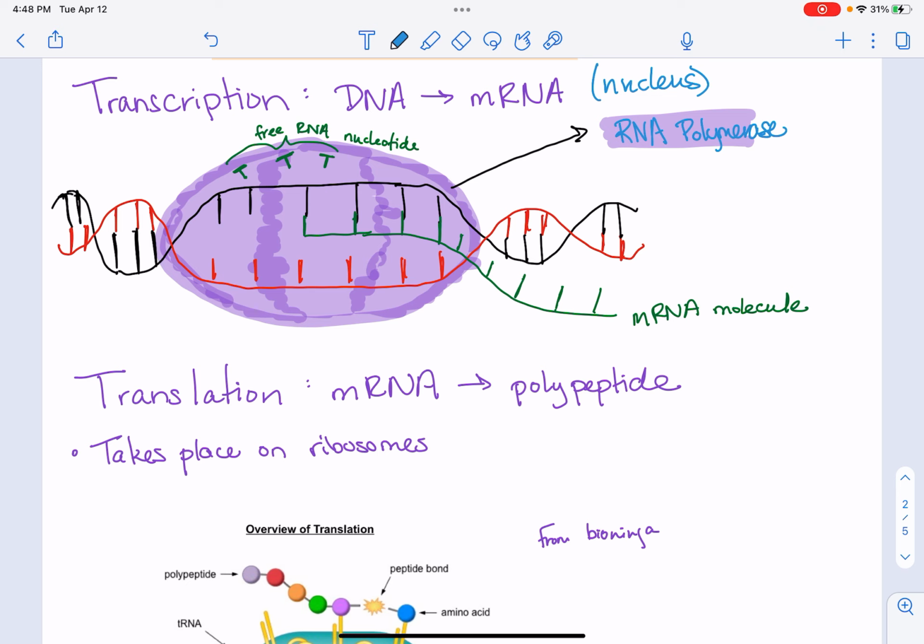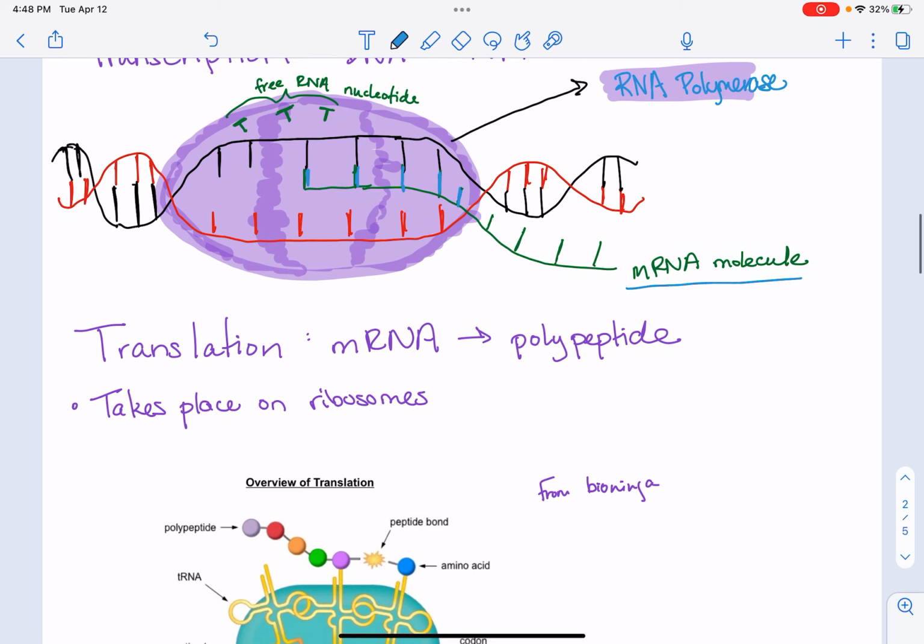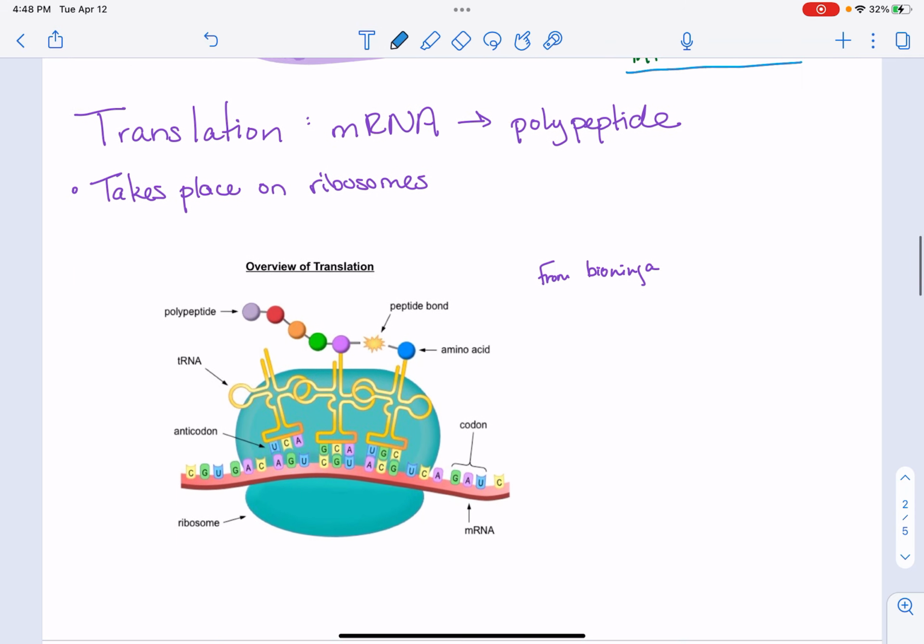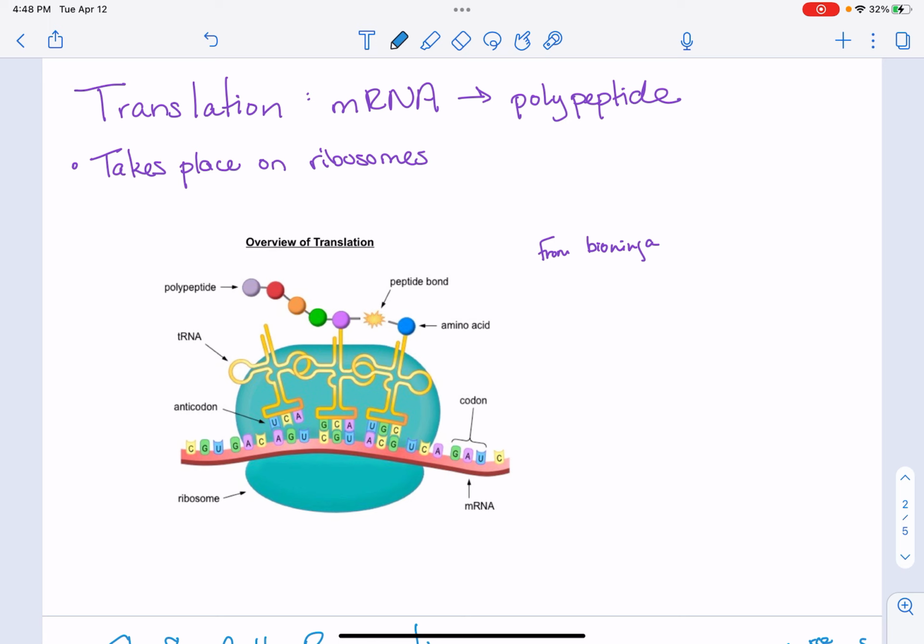They bind to the DNA, like right here, and they form hydrogen bonds. But then eventually they separate again, and you have this mRNA molecule. And so this mRNA molecule will then leave the nucleus and head to the ribosome for translation. So the mRNA strand is going to head to a ribosome. Either the ribosome might be part of the rough ER, or it could just be a free-floating ribosome. But this process takes place like in the cytoplasm on a ribosome.